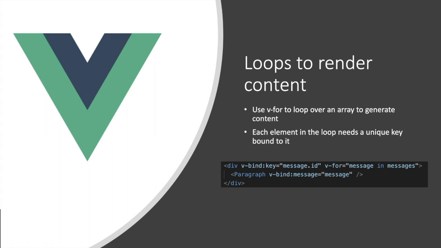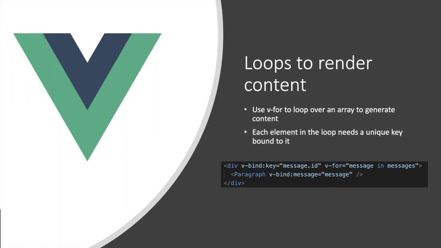is that each element in the for loop needs a unique key. So in this case, the message ID is unique, and we're binding that to the key property. It's not something that you can reference. It's not something that you personally use, but Vue needs it behind the scenes.